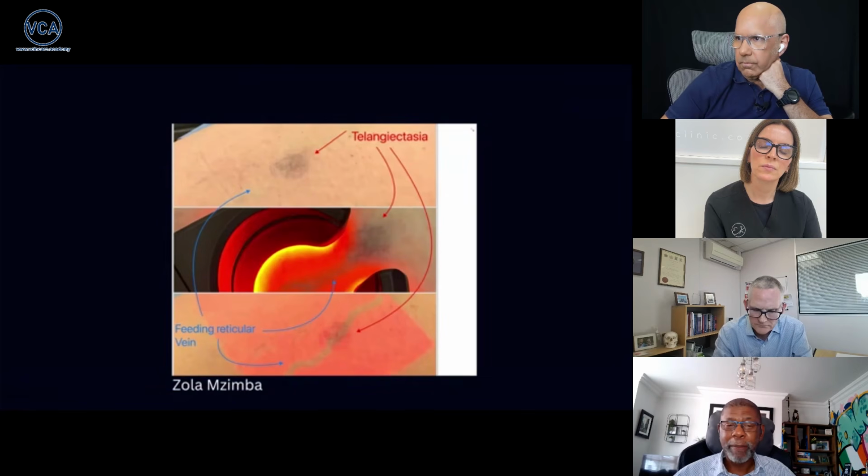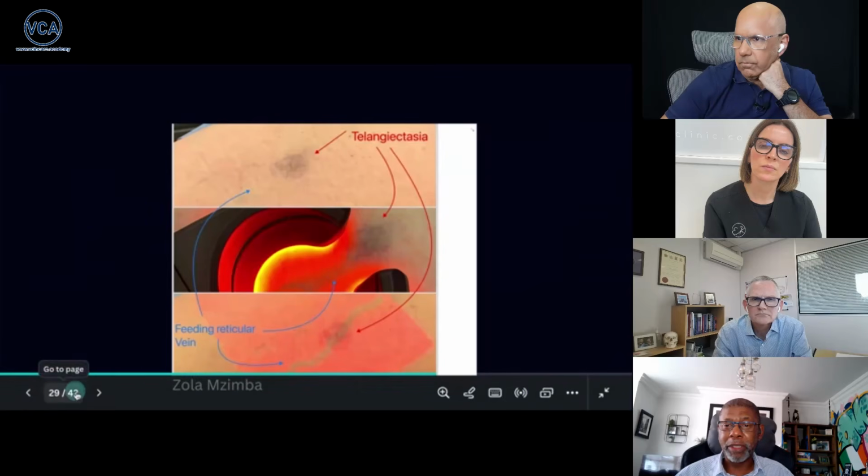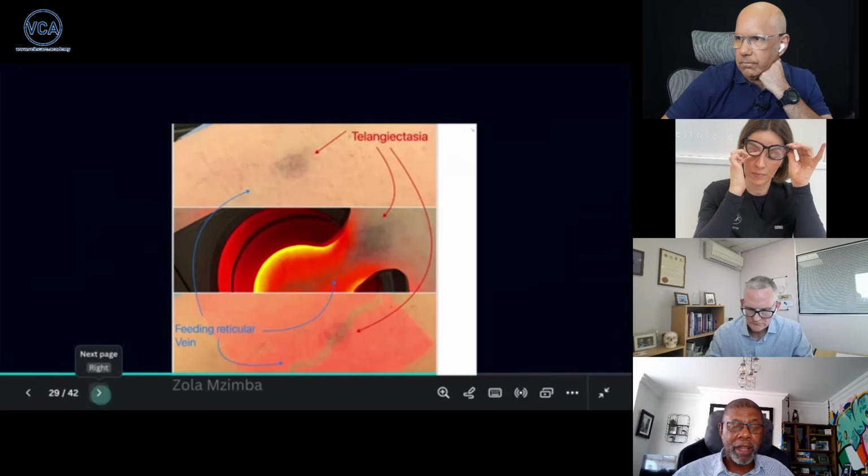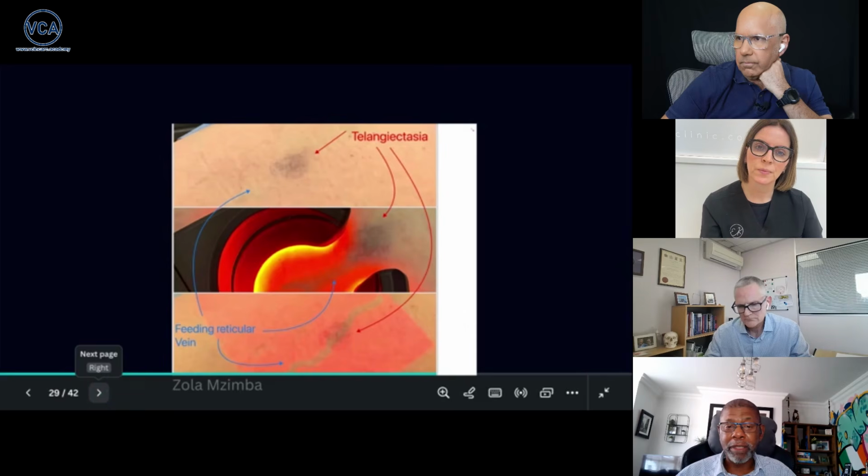And actually, it's just like shining a torch down a well. All of a sudden, hopefully, and as you can sort of see between the jaws, you can see the feeding reticular vein. And the last is the same patient using a near-infrared device.